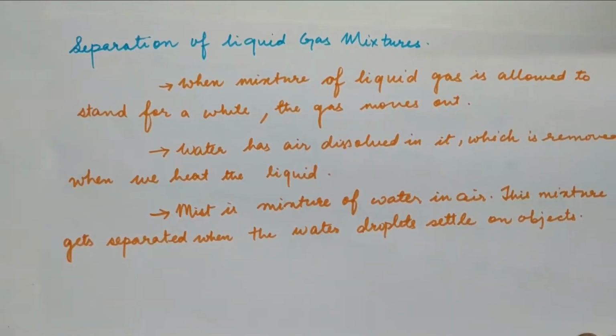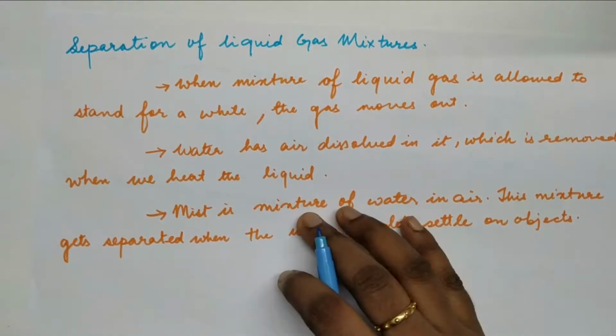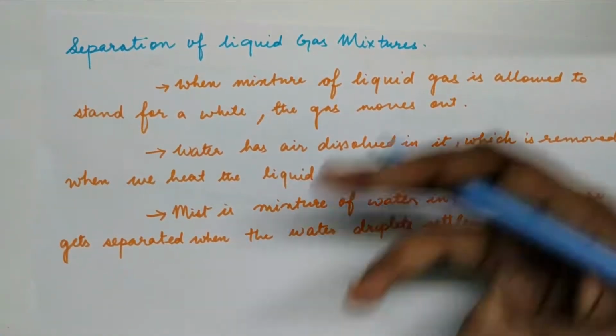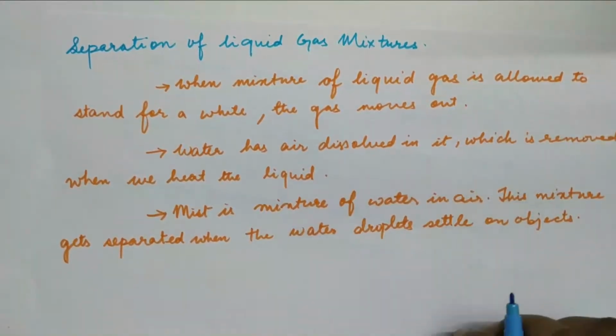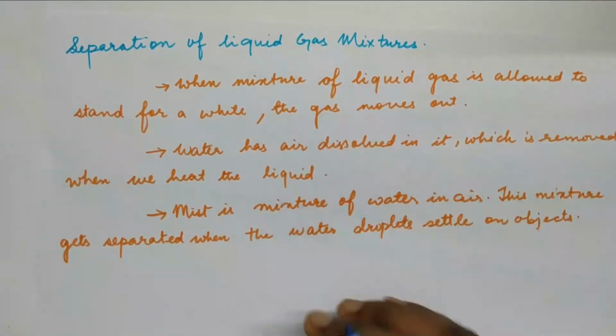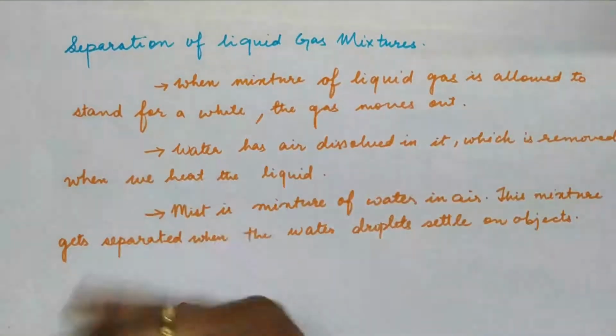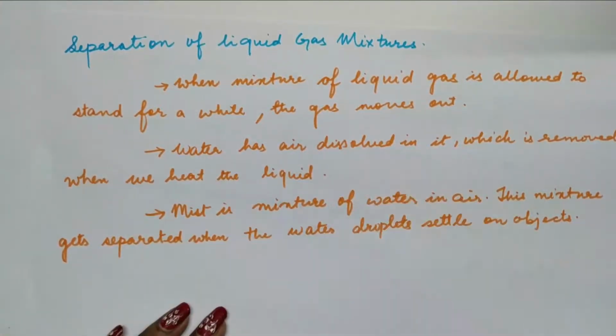Now you know that when a liquid contains certain gas, like water has air inside it, and if you have seen when we boil water, the gases start escaping in the form of bubbles, and you can see it changing into vapor and moving out. Similarly, when a mixture of liquid and gas is allowed to stand for some time, the gas generally moves out.